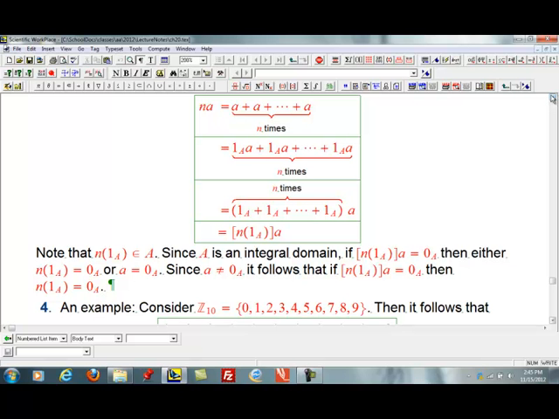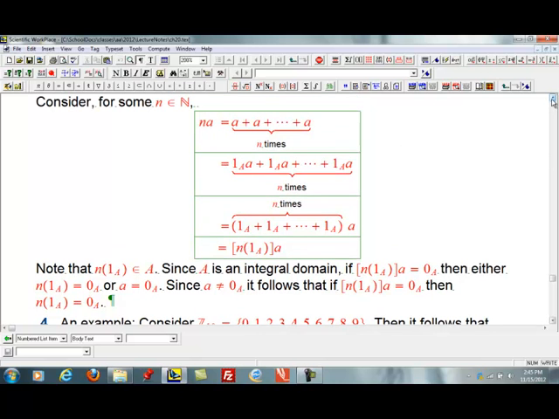What is that telling us? What are we trying to show? All the non-zero elements in an integral domain have the same additive order. What is the additive order here for this element? So we wanted to assume that this was equal to 0. So if it's equal to 0, A isn't what's equal to 0. It says the characteristic, the n of 1 sub A equals 0. So n has to be a multiple of the characteristic. Does that make sense?